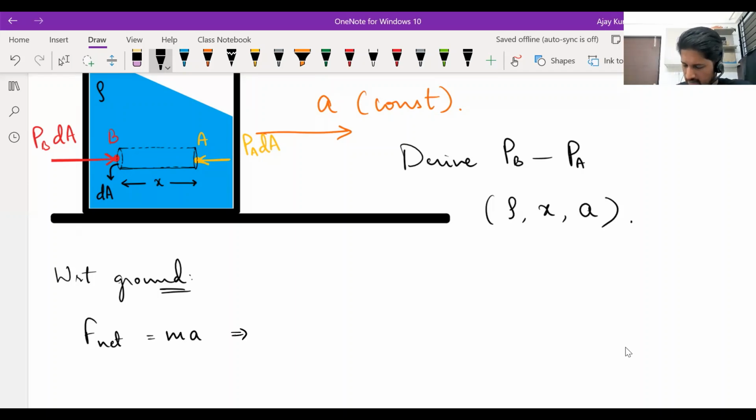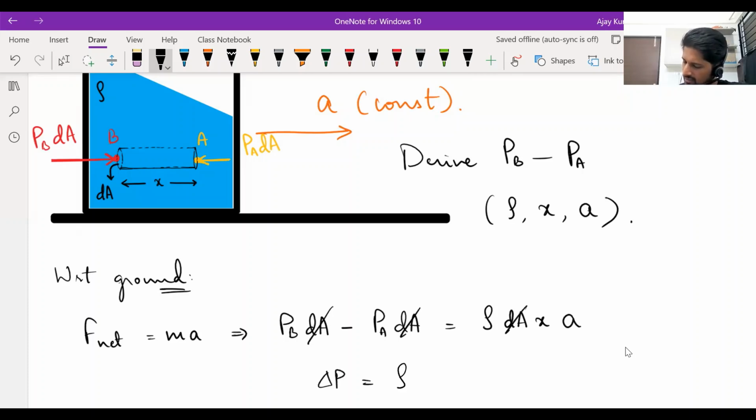Okay. Therefore, you will be writing pressure at B multiplied with the area of cross-section minus pressure at A multiplied with the area of cross-section. That's the net force to the right, which is equal to mass times acceleration. How do we write mass? Area multiplied with the length. Cross-sectional area multiplied with the length. Okay. So mass multiplied with acceleration. dA gets cancelled. So you get pressure difference as rho A x.